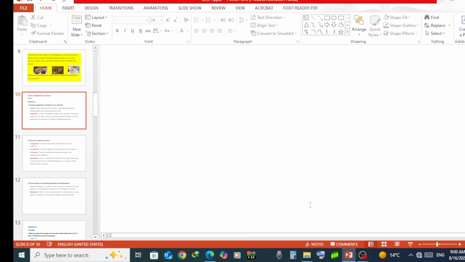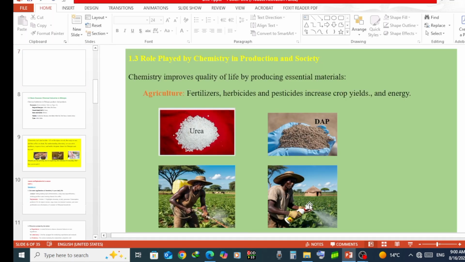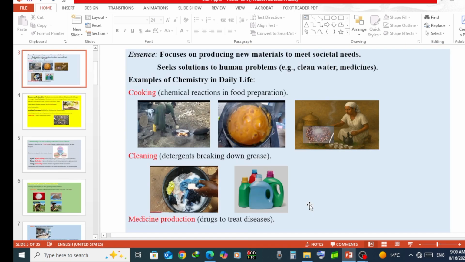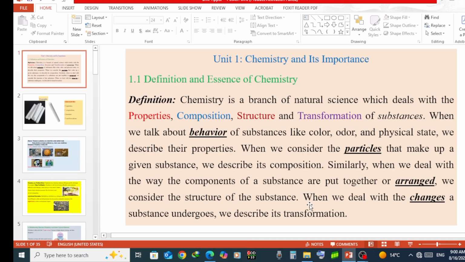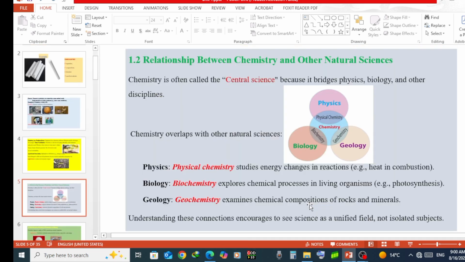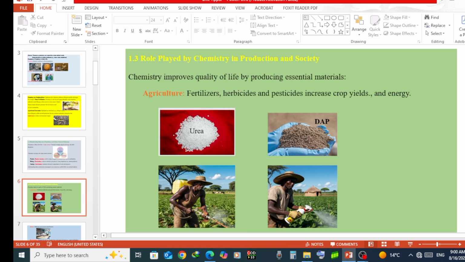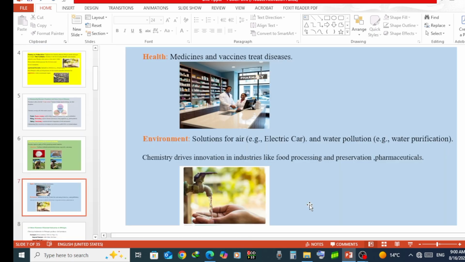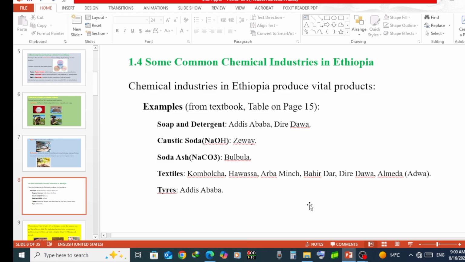The previous video was all about the first unit, or Unit 1, which is all about chemistry and its importance. Under this, we have tried to see the definition and essence of chemistry. We have also tried to see the relationship between chemistry and other natural sciences, and the role played by chemistry in production and society. And finally, we have seen some common chemical industries in Ethiopia.